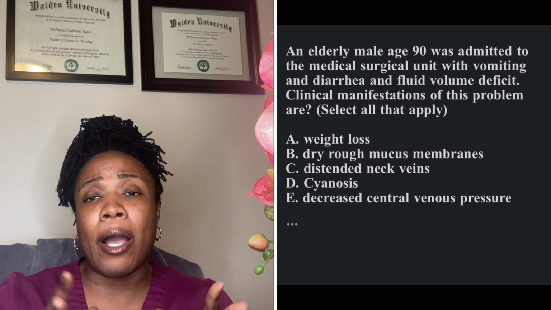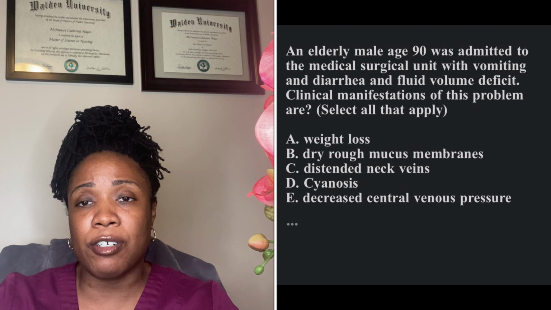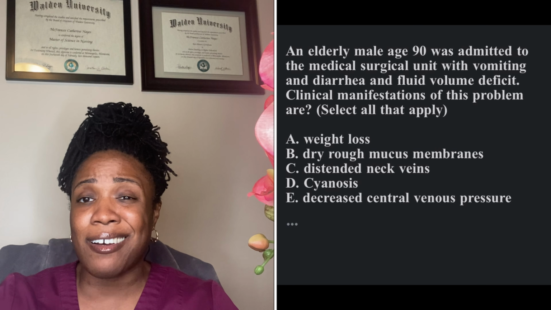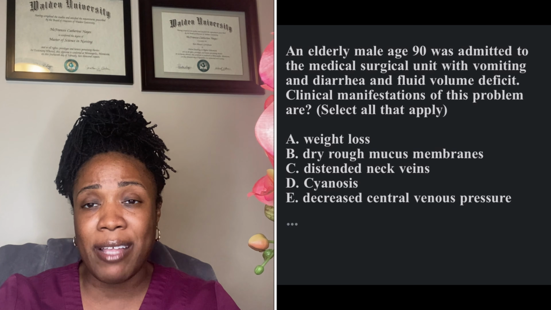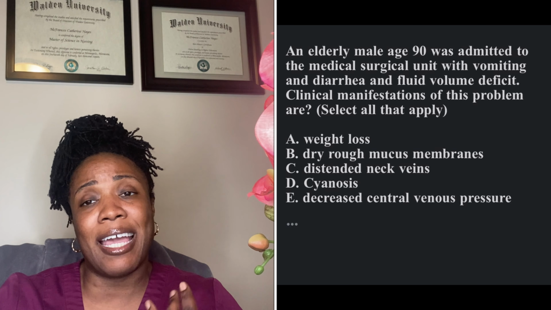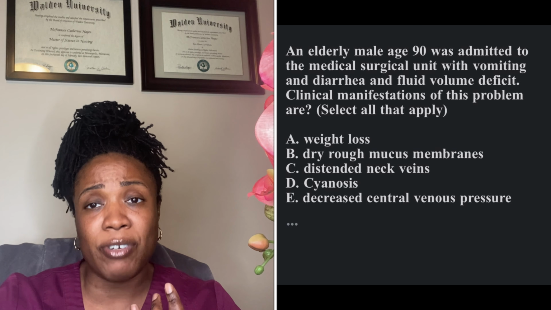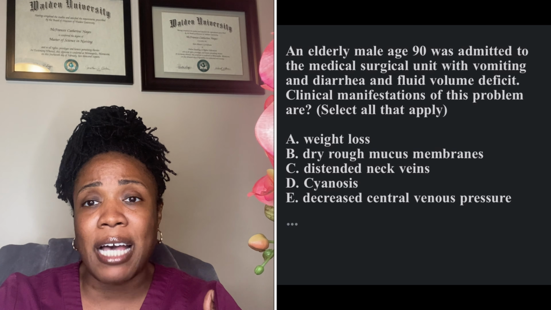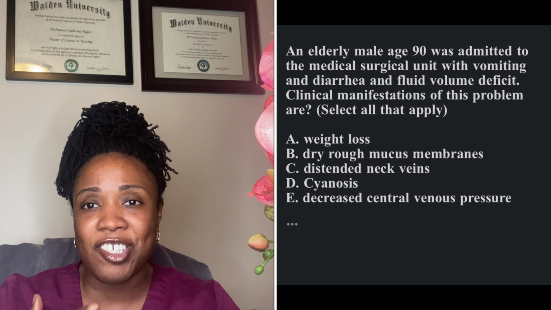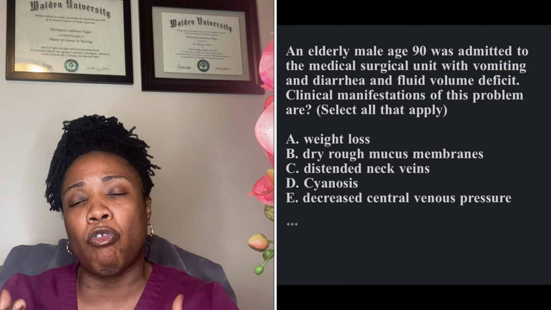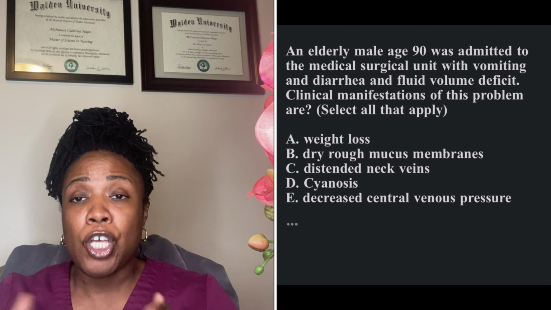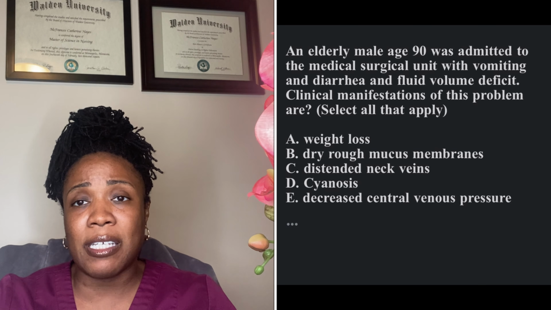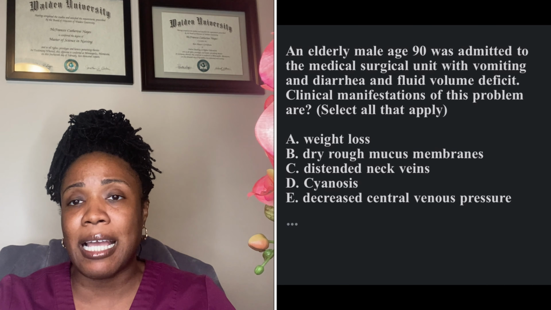All right, so I hope this helped. Understand when you're looking at the question, you've got to understand what the question is asking you to be able to answer it, right? The age of the patient. We already know by the age of the patient, they're at risk for dehydration. If they're vomiting and they have diarrhea, they're at risk for dehydration. If they're doing both, they're at a greater risk for dehydration. And then it's telling you fluid volume deficit.